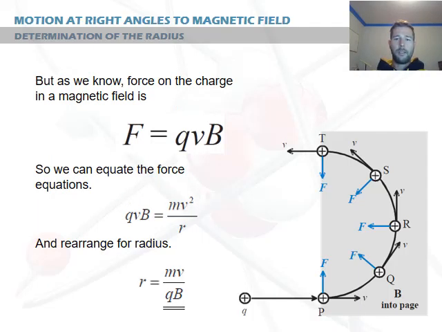But we already know that the force on the charged particle due to the magnetic field is given by the formula F equals qvB. So what we can do is equate these two equations and rearrange to find the actual radius. So we've got qvB is equal to mv squared on r, and rearranging for the radius, we get the equation down the bottom, where the radius of this uniform circular motion is given by mv on qB.